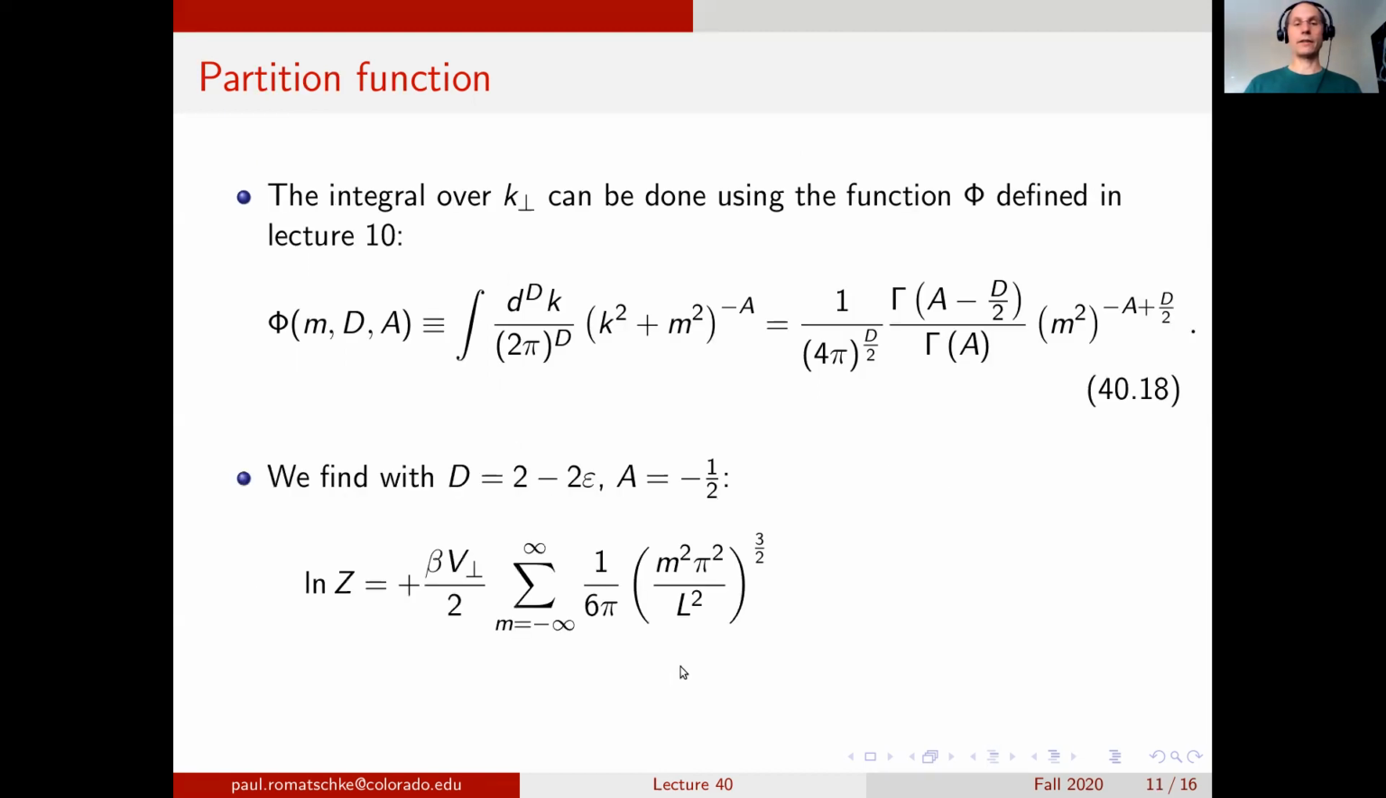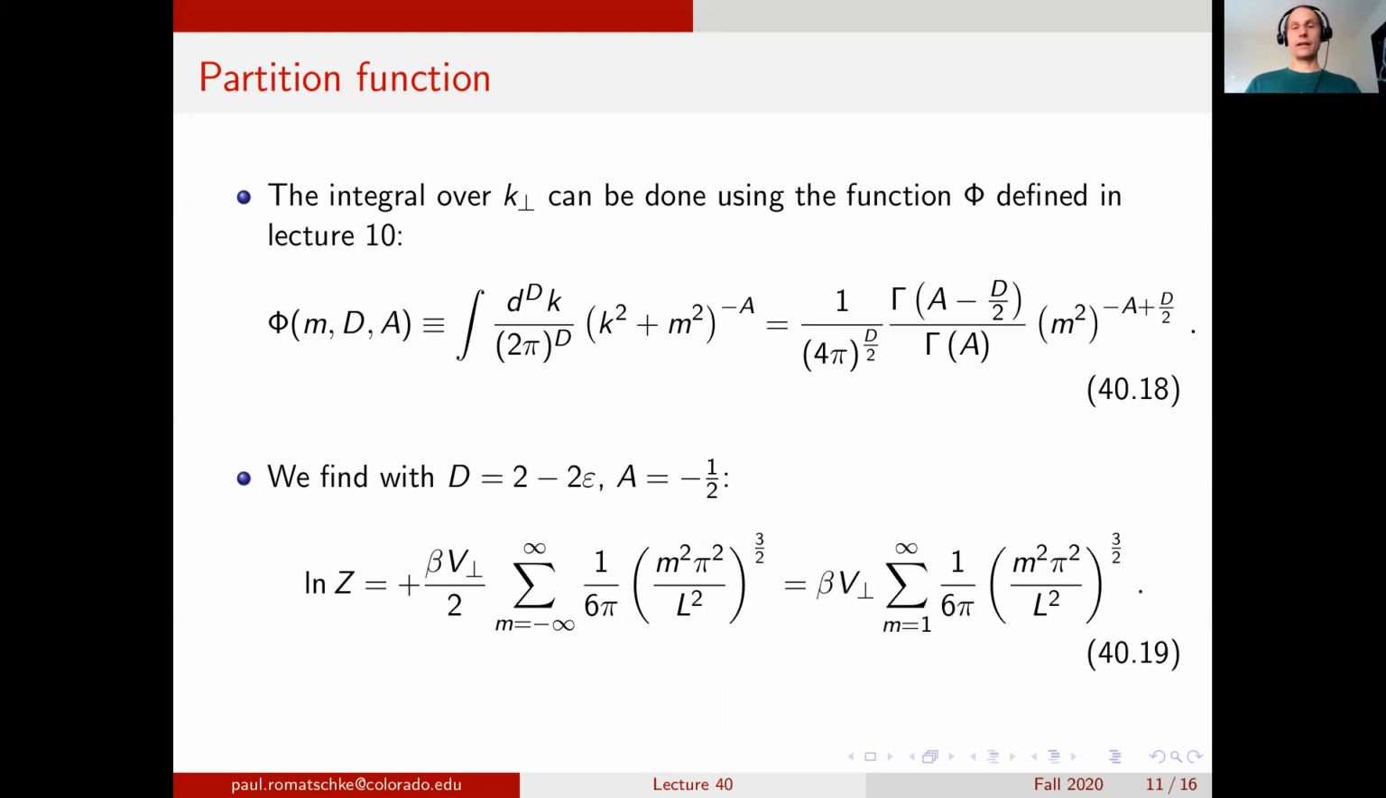So if you plug this in, we find that the logarithm of the partition function is beta times the area of the plate V perp over 2, the sum over m of whatever this result is, and that's just 1 over 6 pi times m squared pi squared over L squared to the power of 3/2.